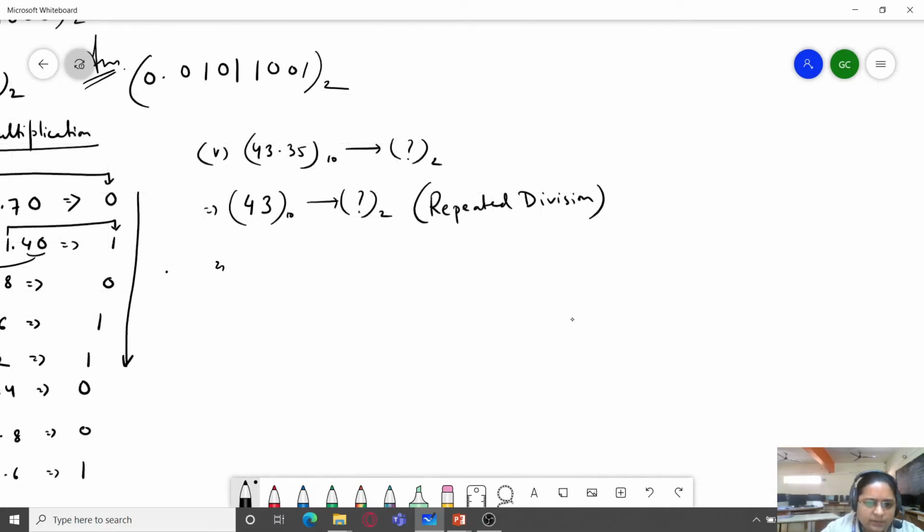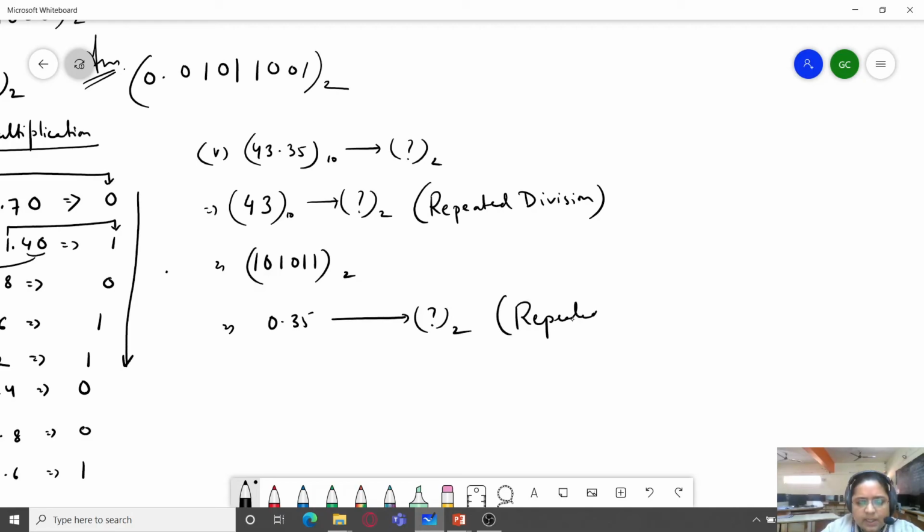So 43 stands for 101011, and talking about its fractional part, that is 0.35, this shall be converted into binary using the repeated multiplication method, which we have just seen before. So we get 0.010110001 over here.